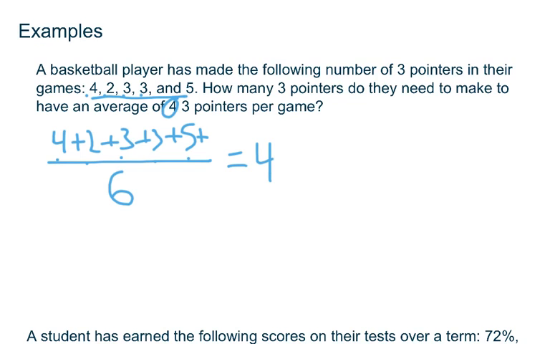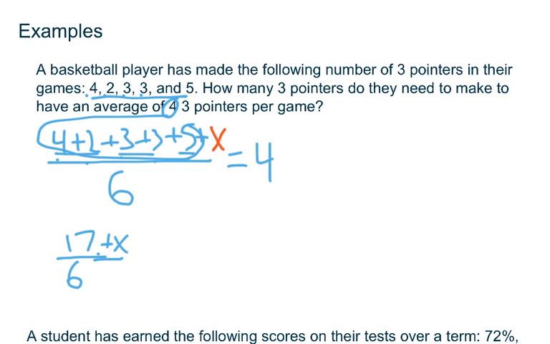And the question is, how many three-pointers do they need to make in that 6th game to get an average of 4? Well, we don't know yet. And in math, when we don't know something, we use a variable for it, x. Now let's clean this up a little bit. Let's add all these together. So we'll have 4 plus 2 is 6, plus 3 is 9, plus 3 is 12, plus 5 is 17. 17 plus x over 6 is equal to 4.